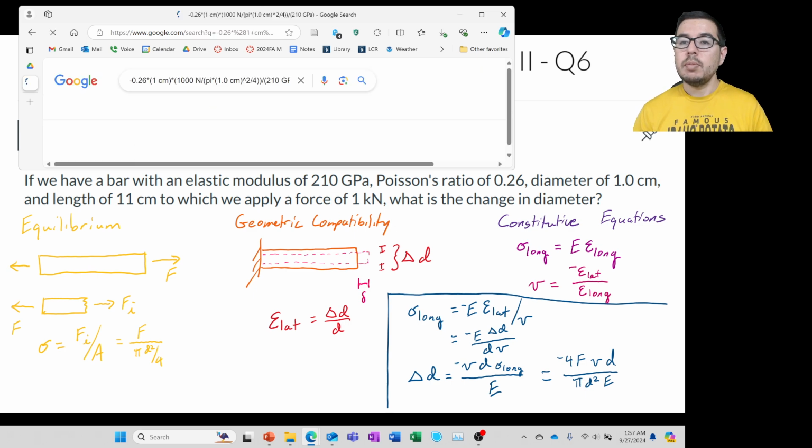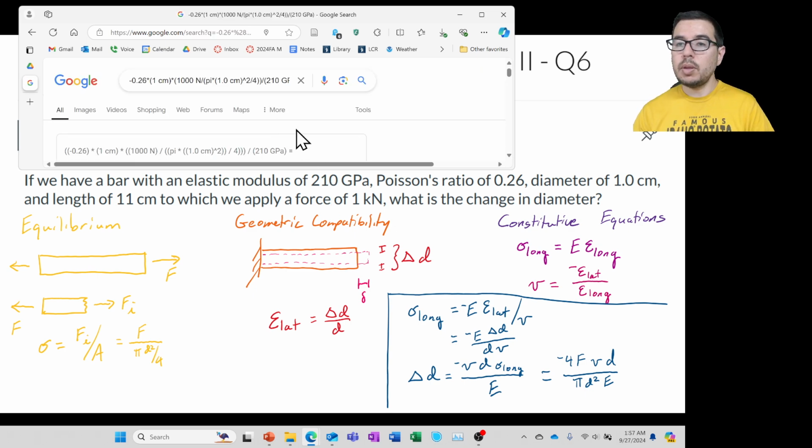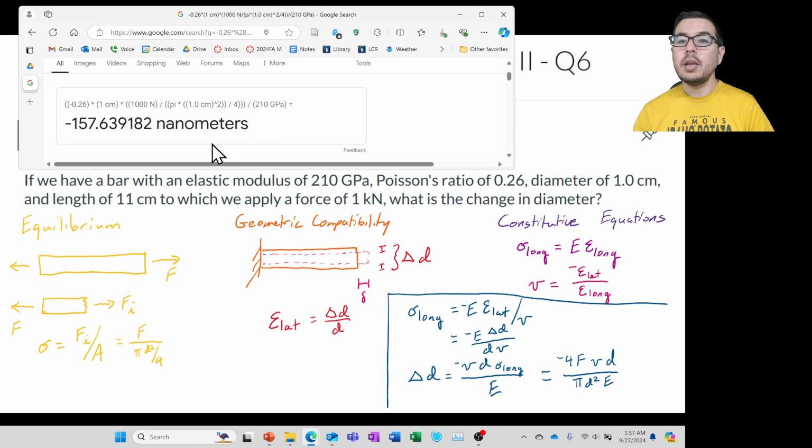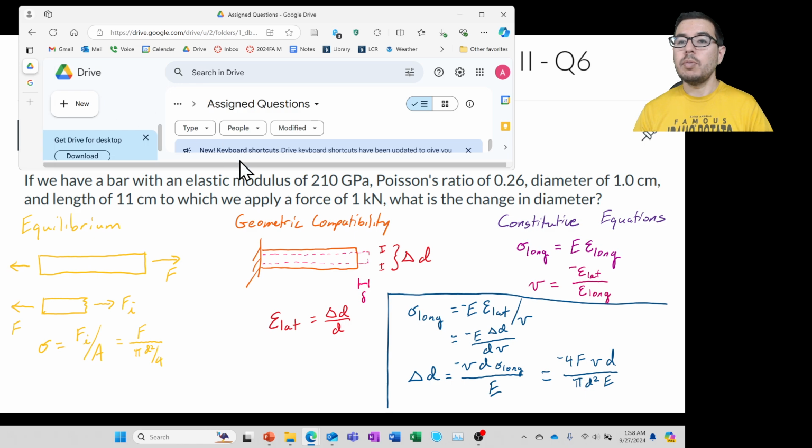All right. Let's see if that math gives us at least something in the right units. So it's a very small amount, 158 nanometers. Okay, that's pretty small. Nanometers are 10 to the minus 9 meters. Let's see what happens when we do the calculation using Colab.